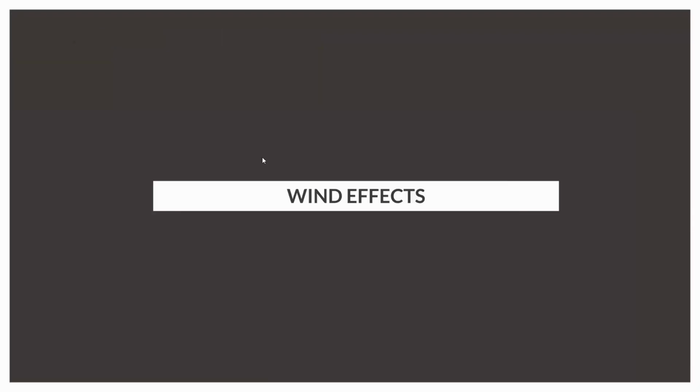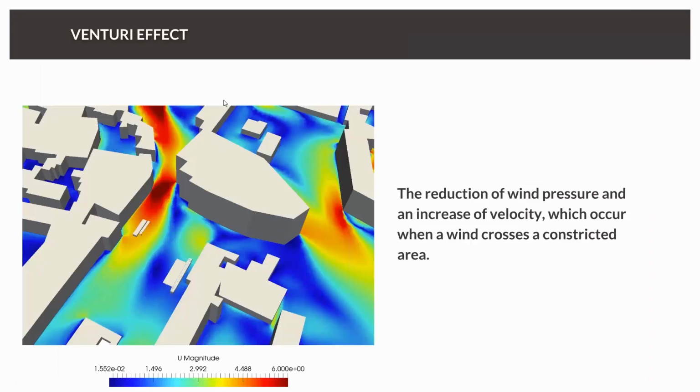Now let's first of all quickly talk about some of the most important wind effects and then try to see how they can be modeled using CFD. Maybe the most important effect when it comes to wind comfort is the Venturi effect. The Venturi effect is also called by some people the Bernoulli effect, although the Bernoulli effect is something more general.